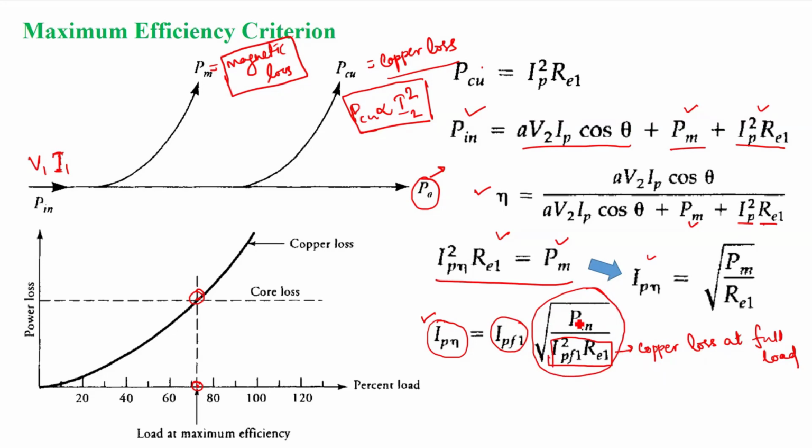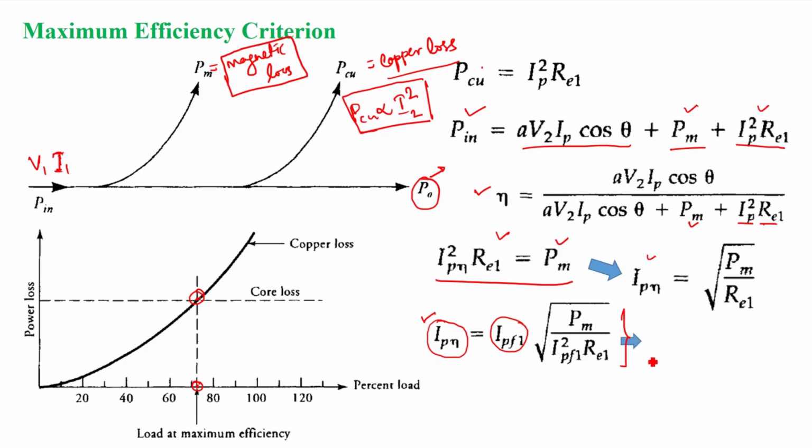That fraction is nothing but the square root of P_M by I_PFL squared R_e1. That means core loss by copper loss, right? At full load condition. That means the square root of core loss by copper loss under full load condition gives me the fraction of the full load at which we'll get the maximum efficiency, right?